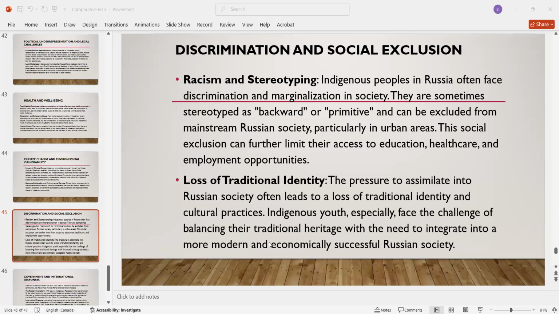And discrimination and social exclusion, racism and stereotyping. Indigenous people in Russia often face discrimination and marginalization in society. They are sometimes stereotyped as backward or primitive and can be excluded from mainstream Russian society, particularly in urban areas.